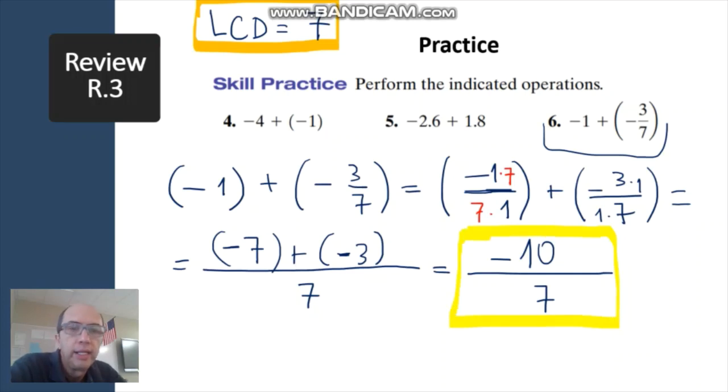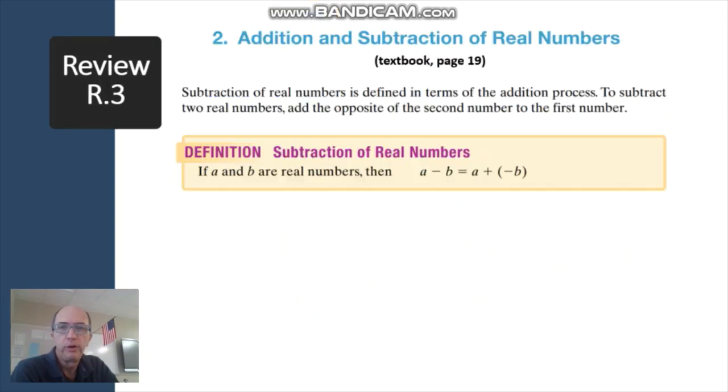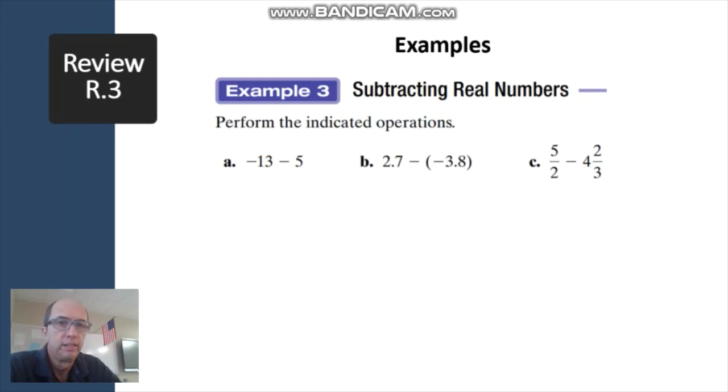This is the right answer. Let's move on. Now, subtraction. And if you have A and B, real numbers, then A minus B equals A plus negative B. Well, this is kind of what we've been doing. Let's check these examples here.